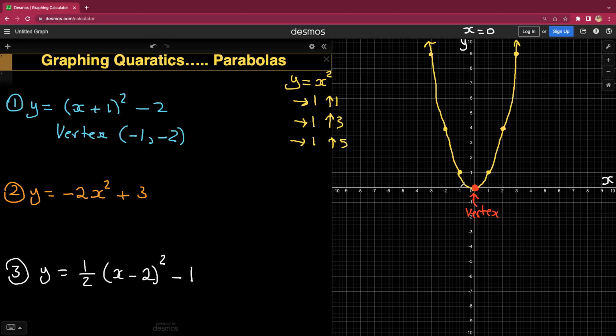The vertex is at -1 and -2, so it's right here, okay? And after that, we follow this pattern right here. So we go out 1, up 1, so the point is right here, out 1, up 3, and then from here, out 1, up 5. But however, my axis of symmetry right now is at the vertex right here. So my axis of symmetry always goes through the vertex.